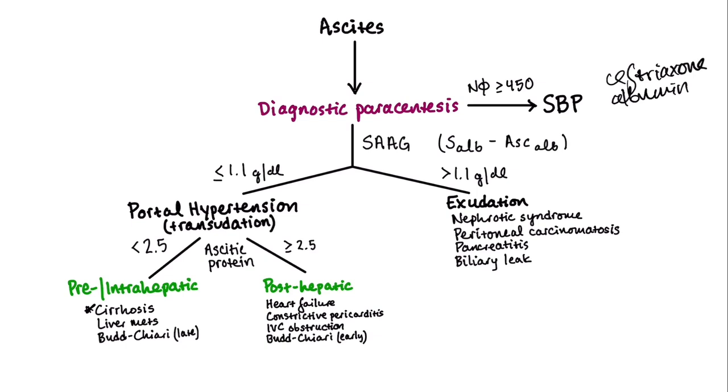It could be due to pancreatitis due to widespread inflammation or biliary leak. But number one thing that should be on your mind when you've got a patient with ascites is a cirrhotic etiology. And of course, there are a number of causes of cirrhosis.